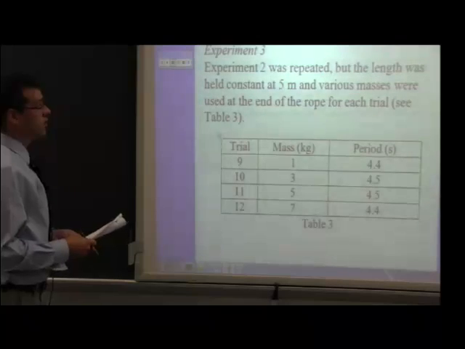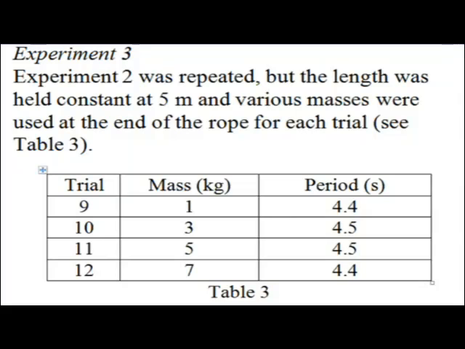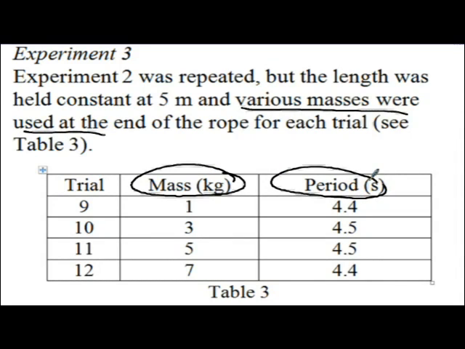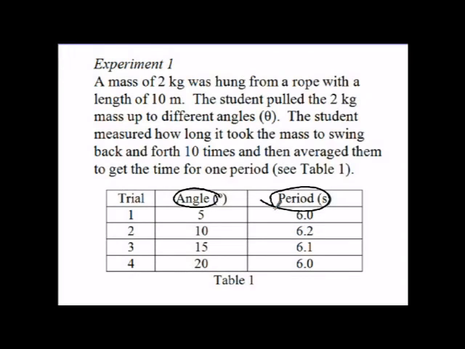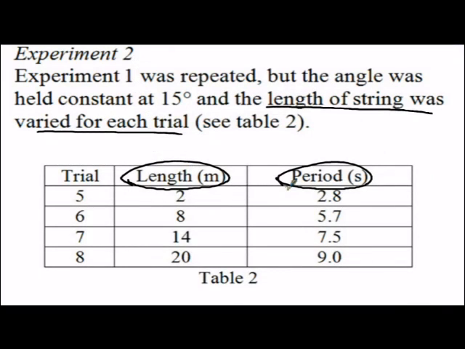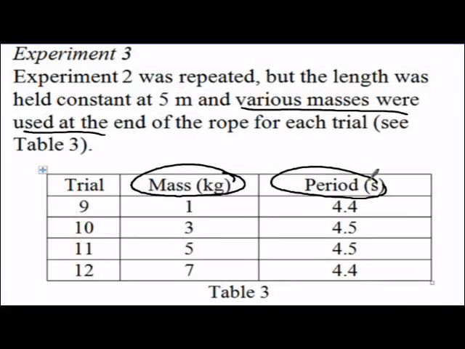Okay, experiment 3, experiment 2 was repeated, but the length was held constant at 5 meters, and various masses were used at the end of the rope for each trial. So here you can see various masses were used. So that's the variable that this experiment's changing. And again, on your data table, you're going to see your column headings, one's mass, and then one's period. So we got 3 things that are being changed. Experiment 1, they were changing the angle. Experiment 2, they were changing the length. And then now in experiment 3, they're changing the mass.